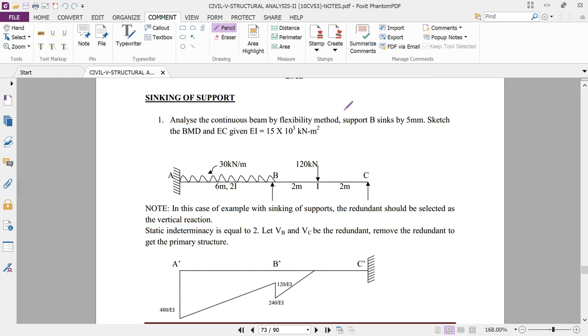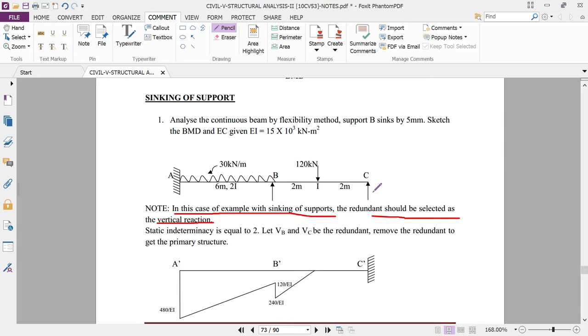Now there is an important note you have to very carefully see: in this example with the sinking of supports, the redundant should be selected as a vertical reaction. Whenever a numerical with sinking of support is there, you have to consider that particular support's vertical reaction as a redundant. Now, static indeterminacy is 2. Why 2? There are unknowns we have to find at A and B.